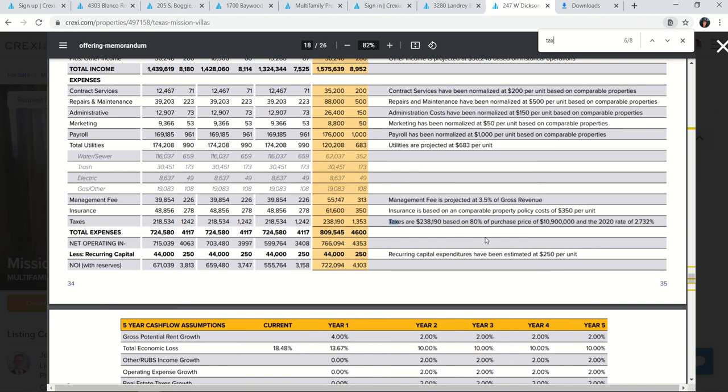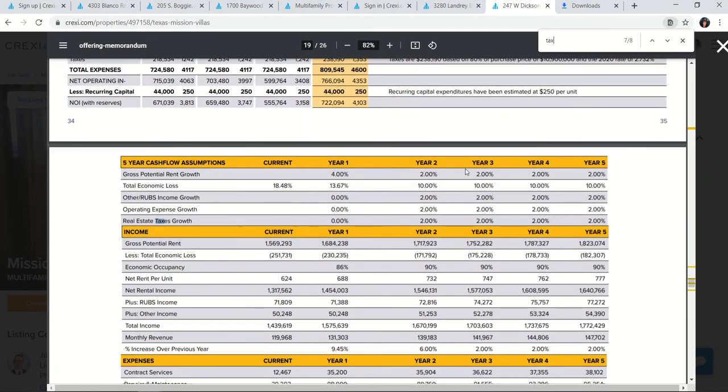Taxes are based on 80% of purchase price of, and so they're looking for $10 million, which I think is interesting. Actually, based on 80% of purchase price of 10. Okay, good. All right. Sometimes you just gotta read through, make sure you see what you see.